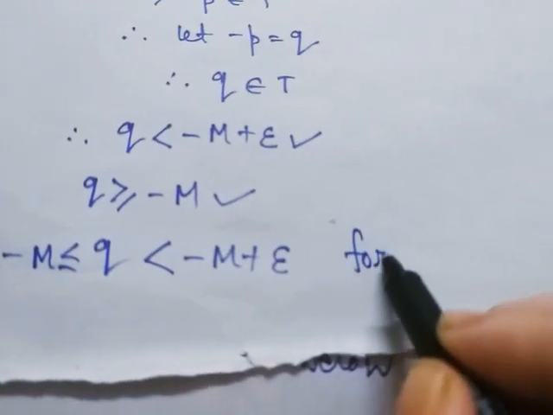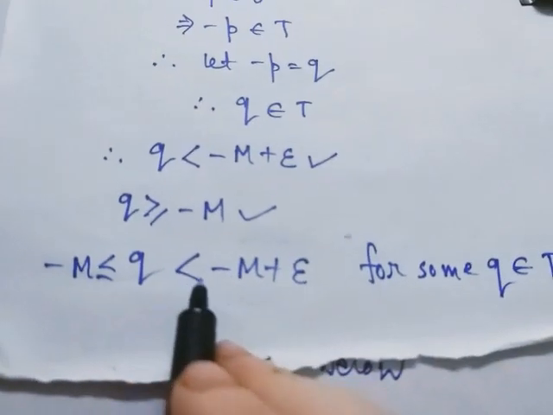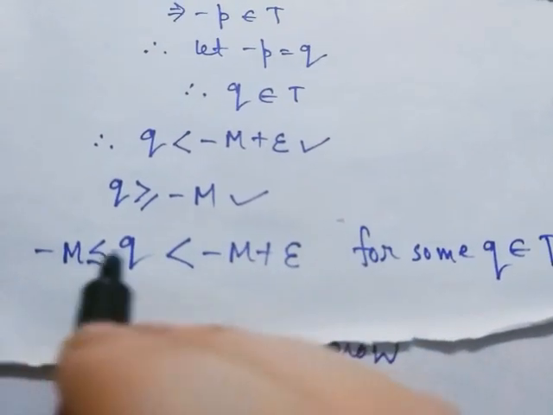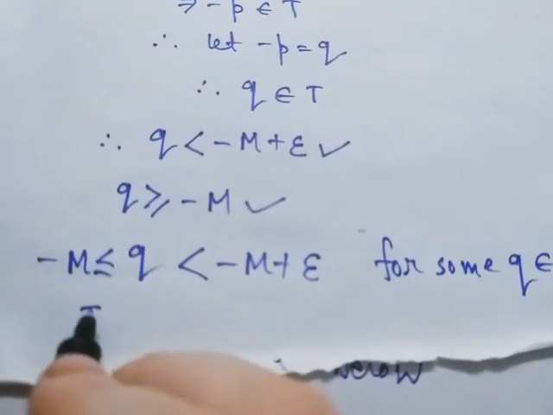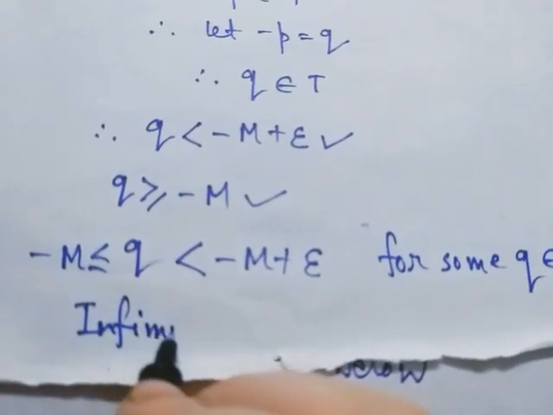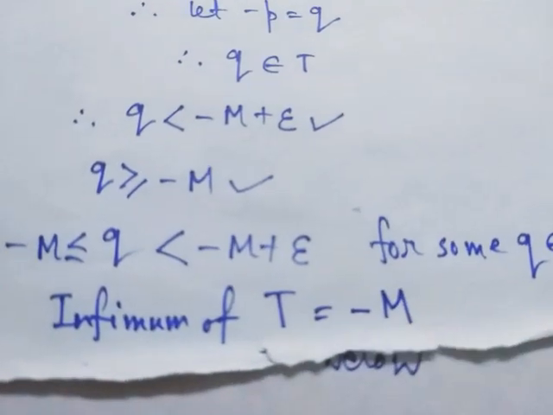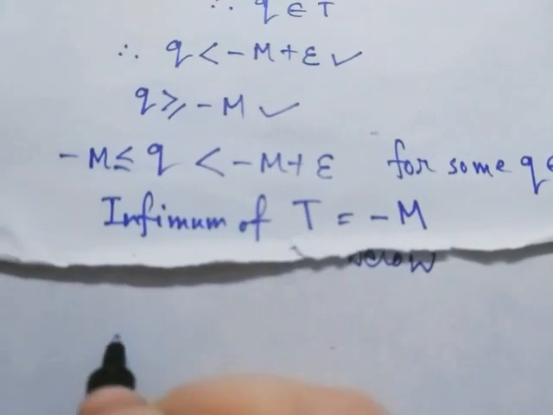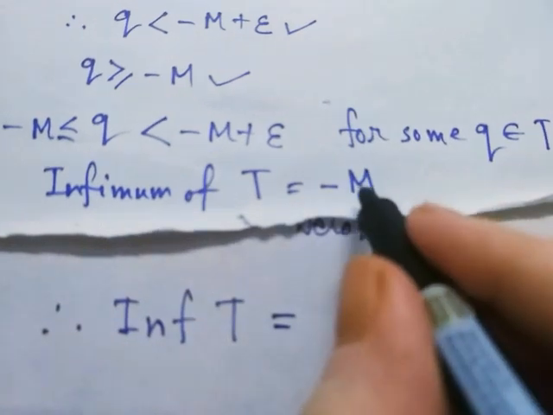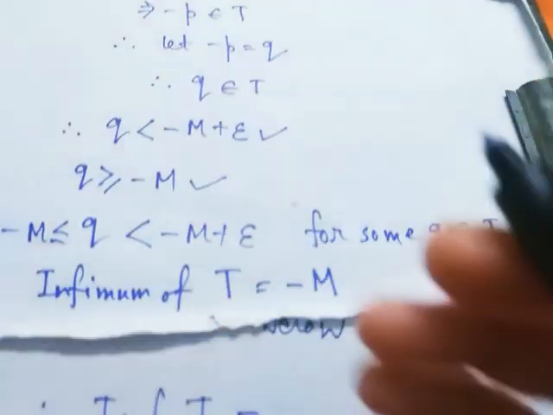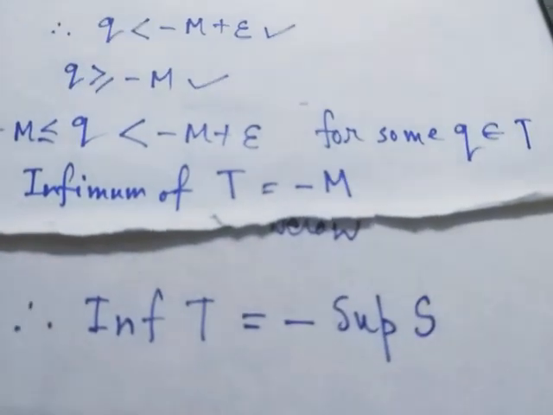For some q belonging to T. This shows, by properties of infimum, that minus capital M is the infimum of T, that is, infimum of T equals minus capital M. Therefore, infimum of T equals minus capital M, which means minus the supremum of S. That means minus sup of S. Proved.